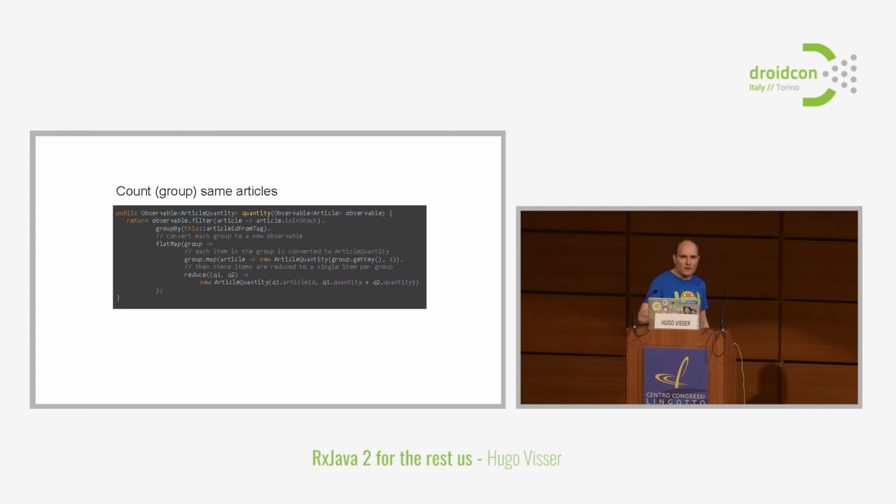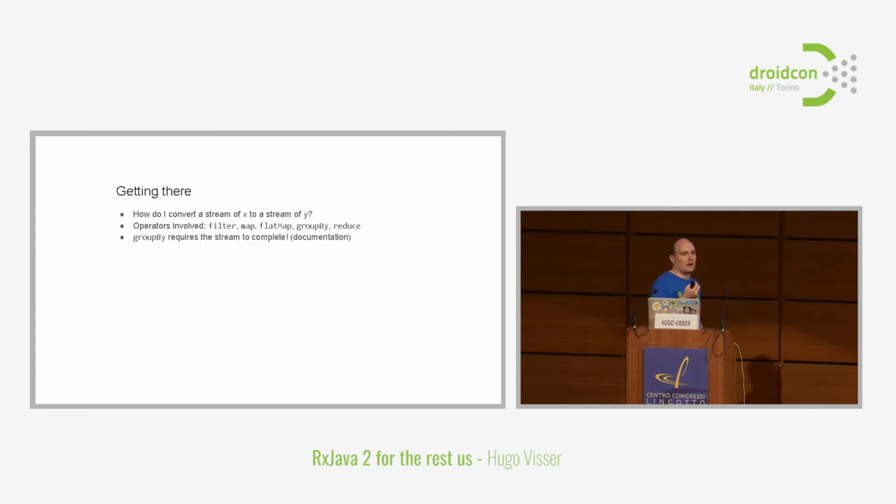Along each step of the way, you have to think about how am I going to convert this stream of one type to another type? Which operators do I need to use? I already used 5 in this example. So you need to know about these operators. And you also need to know that group by, for example, requires that the stream completes, which is kind of obvious because if you want to group stuff, you need to know how many of those things you have. But still, it might bite you when you try this on a stream that doesn't complete, because simply nothing will happen.